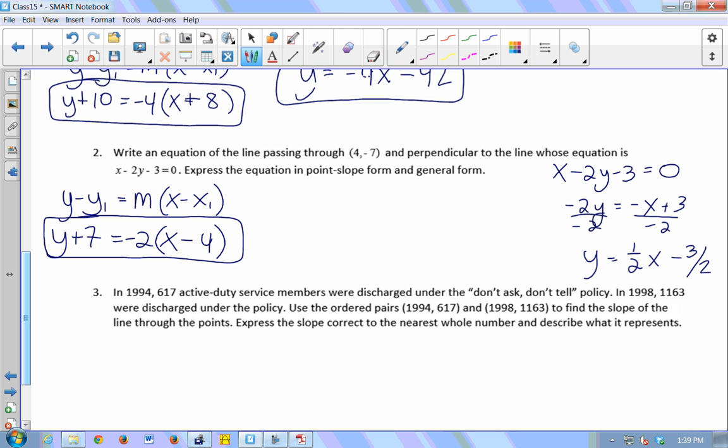And then they also asked for the general form, which means that one side has to be 0. Okay, so my general form, I'm going to have y plus 7 equals negative 2x plus 8. And I'll just move everything to the left. So I get 2x plus y, subtract 8 from both sides, and I get minus 1 equals 0.